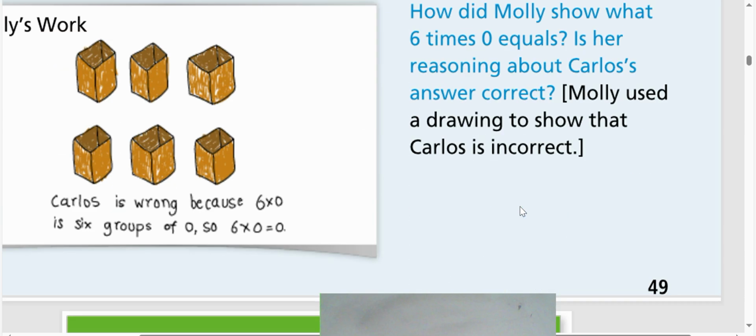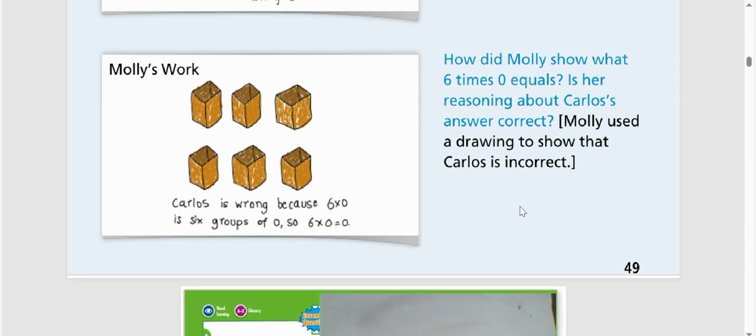Okay, we can draw here 1, 2, 3, 4, 5, 6. They are in between. So 6 times 0 equals 0.